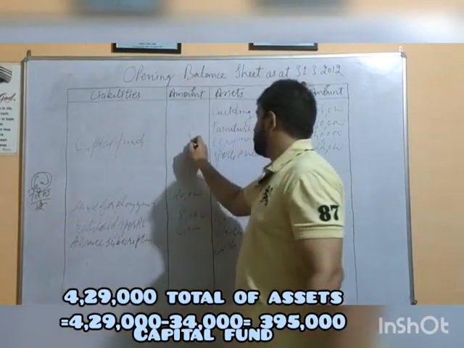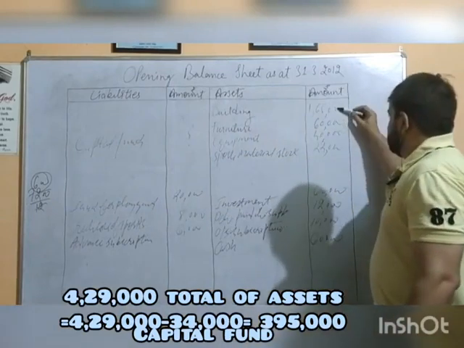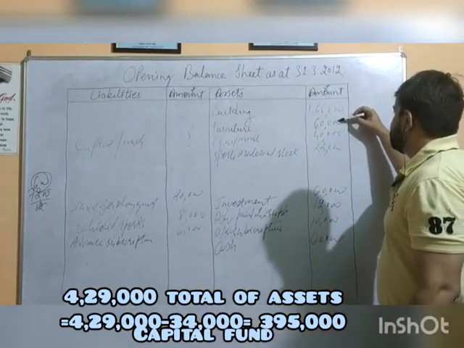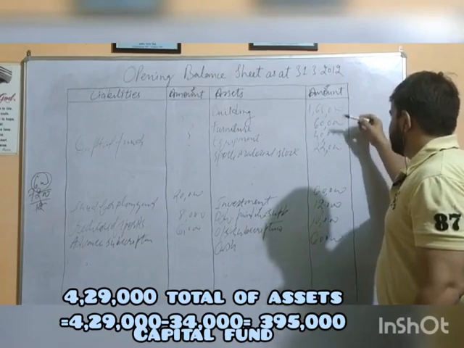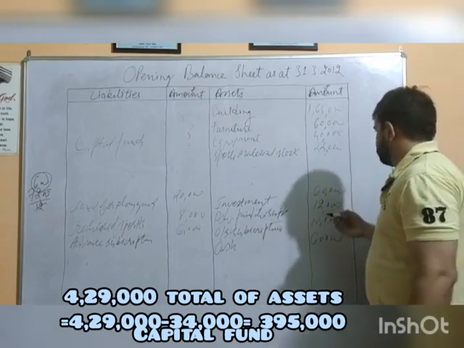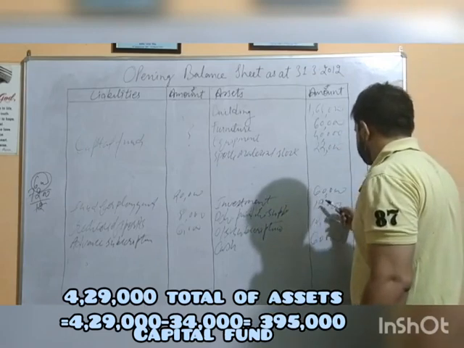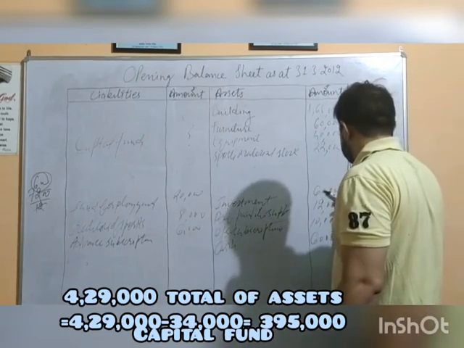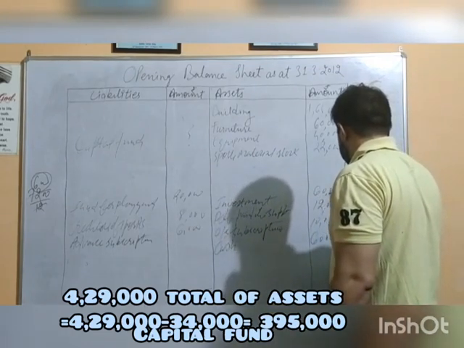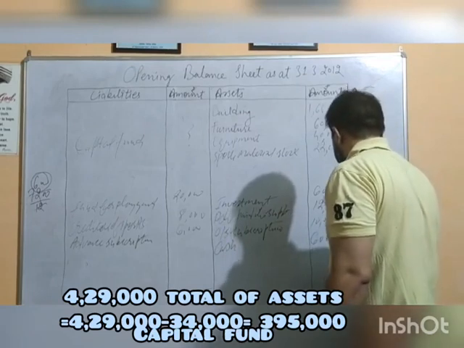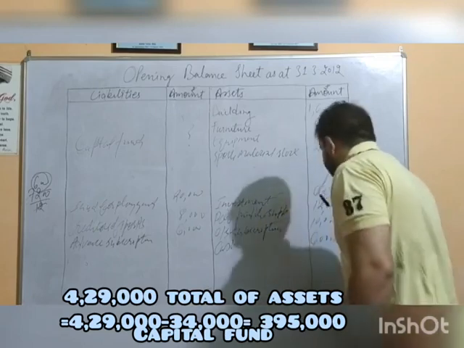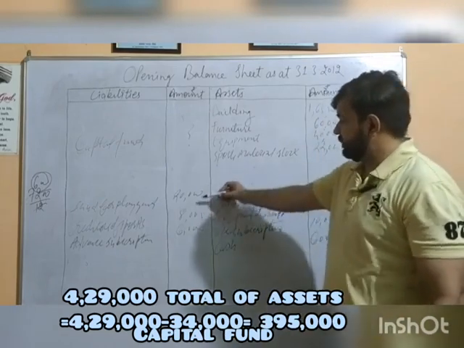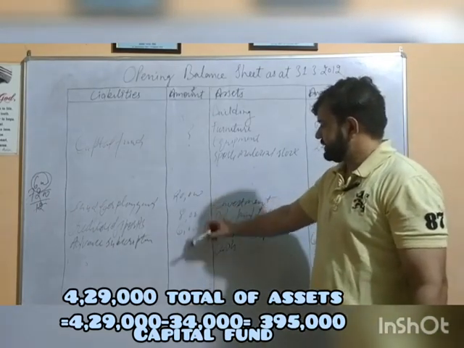We have to find out this amount. 160 plus 60, 265 plus 285, 287, 60. Here we are having 4 lakh 29,000, and here we are having just 20 plus 8 plus 6, that is 28 plus 6, 34.